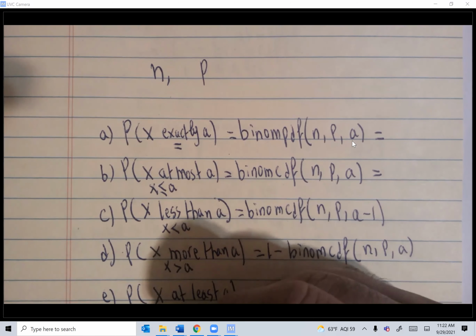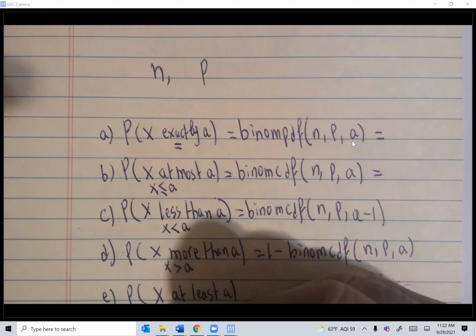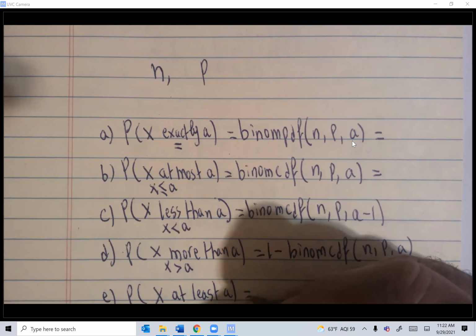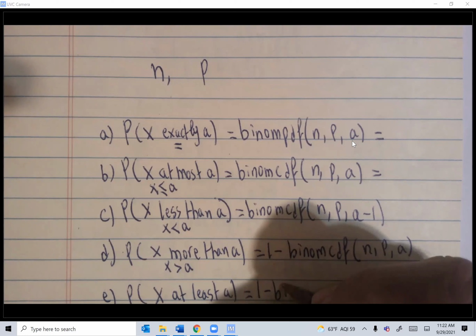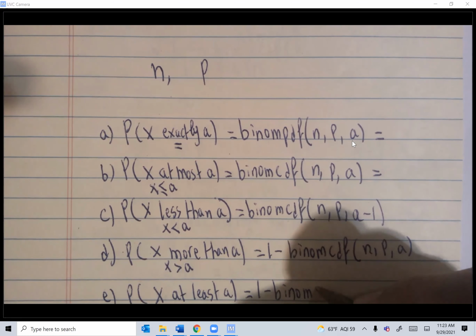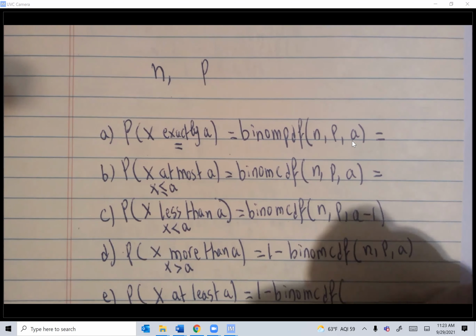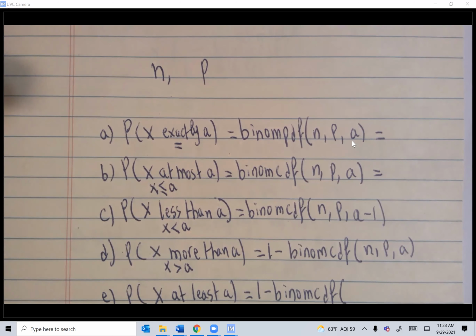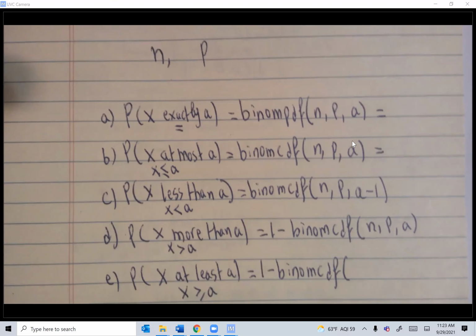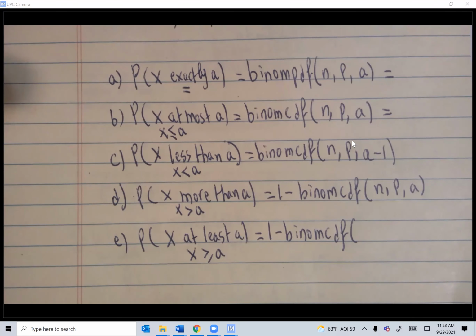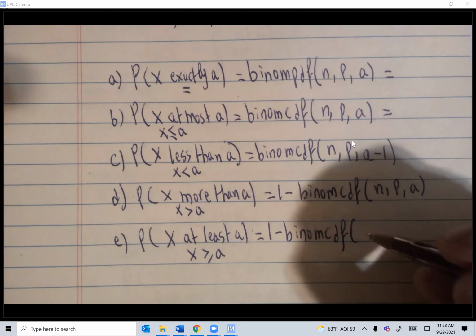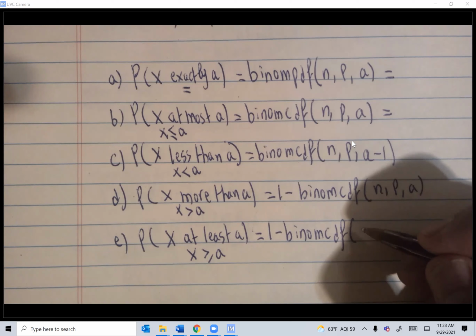And at least means greater than or equal to a. And we did it like this, 1 minus binom CDF. So what I'm trying to do here, guys, is just show you how to do everything using technology. If you use your computer, then you don't have to do any of this, because you can do them directly without even having to use those shortcuts. So I'm going to demonstrate another example.